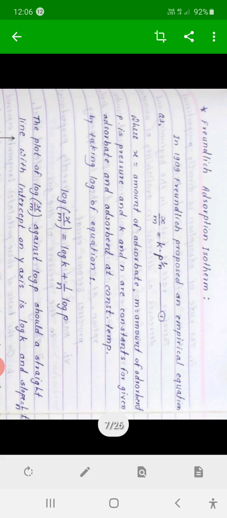Hello everyone, here we discuss the Freundlich adsorption isotherm, part of surface chemistry.